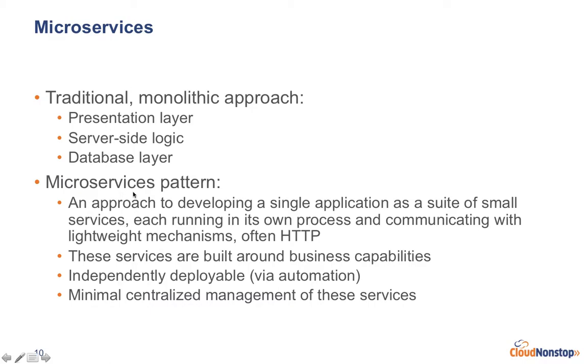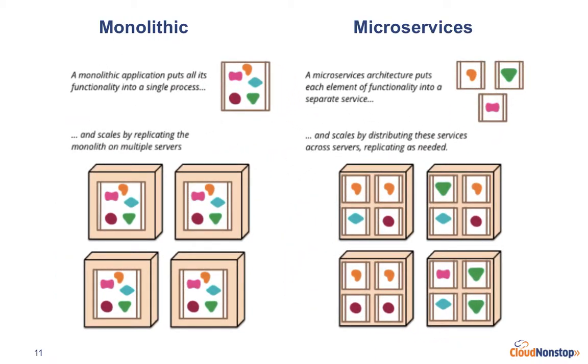And each one of those microservices is built around business capabilities. And the good thing is, it makes them independently deployable. And of course, you definitely want to have some automation around it while you're following the DevOps principles. So it's more of a decentralized environment with minimal centralized management of those services. This graphic does a better job of highlighting those differences.